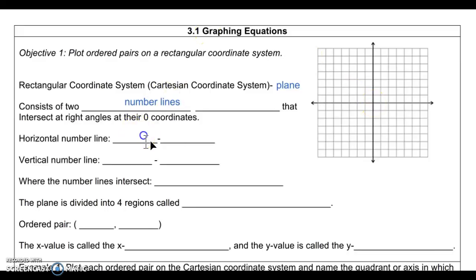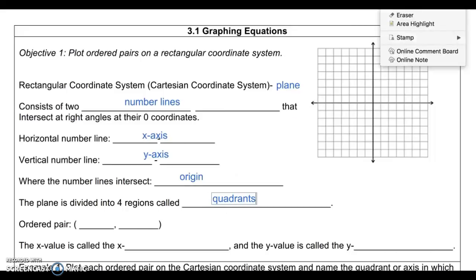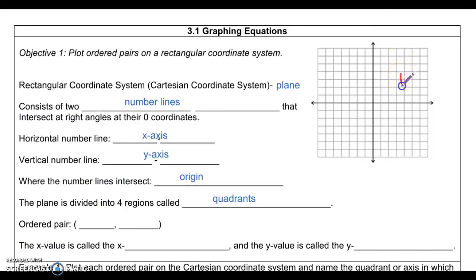We call the horizontal number line the x-axis. We call the vertical number line the y-axis. And the point where they intersect is called the origin. The four regions that are created by these two number lines are called quadrants. And the way that we refer to the quadrants is by number. So we have quadrant 1, quadrant 2, quadrant 3, and quadrant 4, and those are Roman numerals. So 1, 2, 3, and 4.